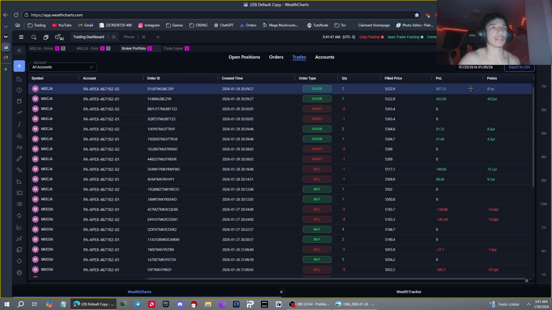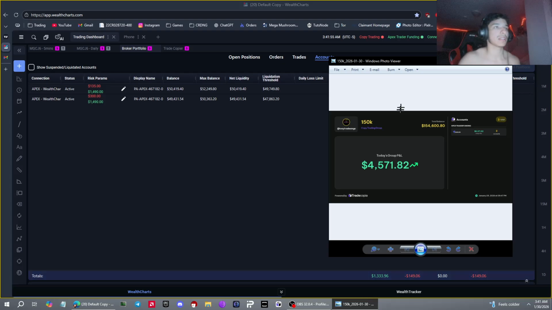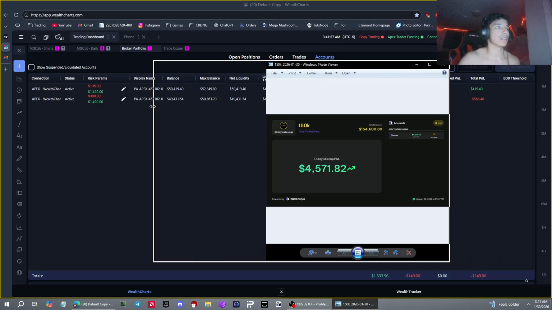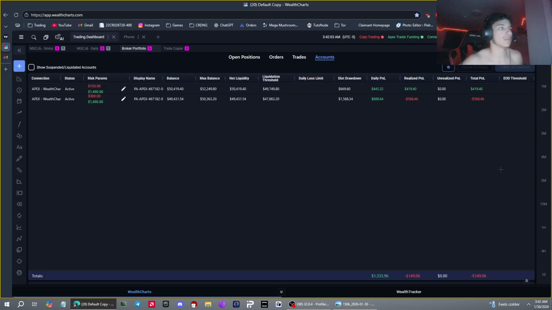The total P&L was 1,333, and then on the other 3 accounts that we copy trade it was 4,571, for a total of about 5.8K on this. So we are doing pretty decently.